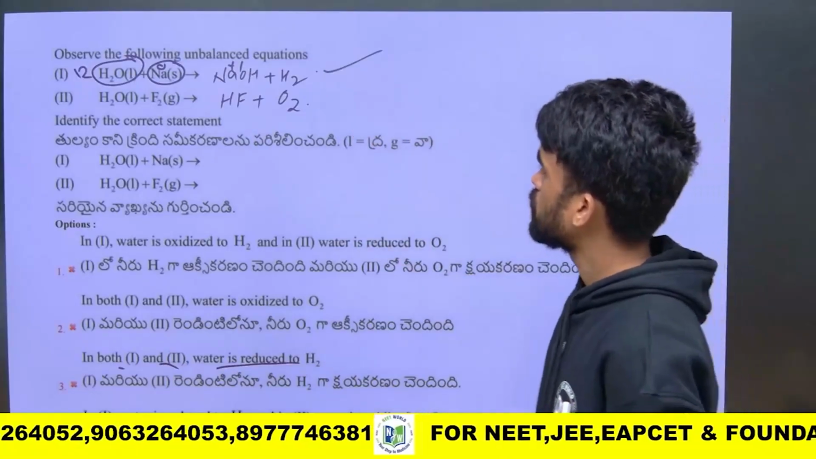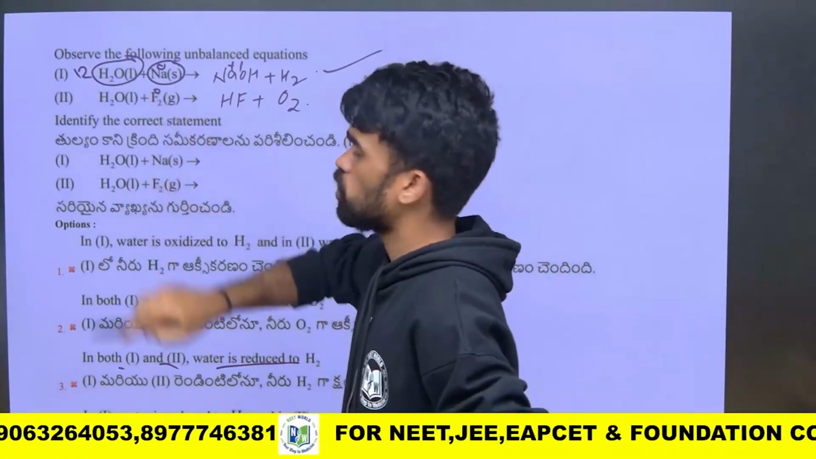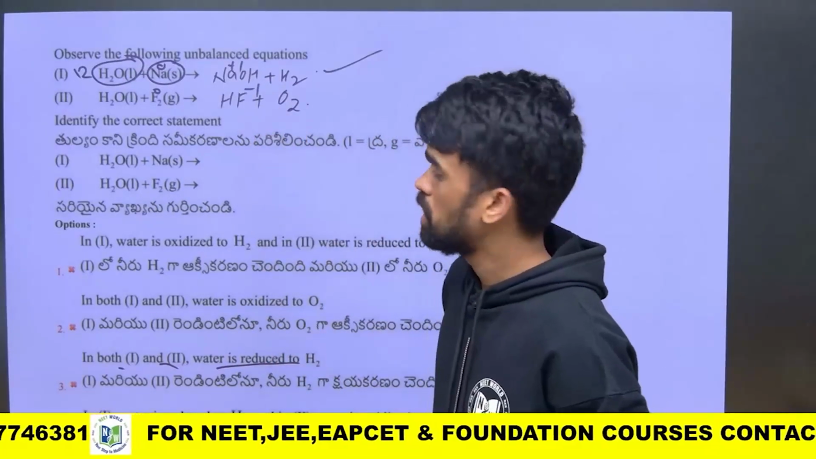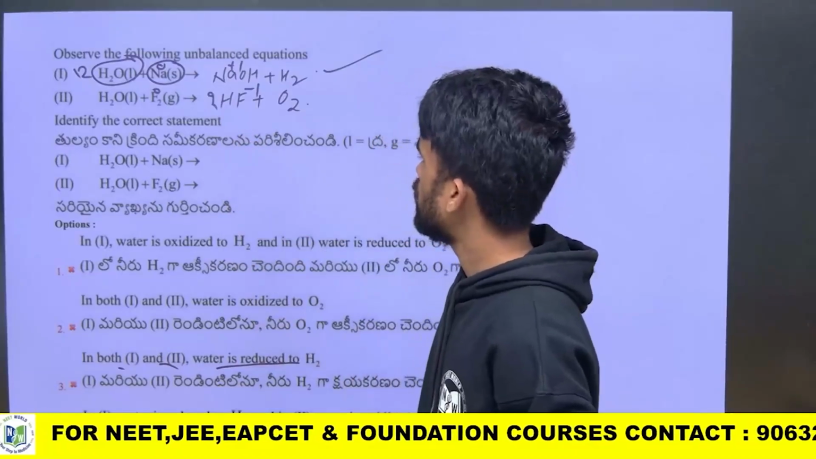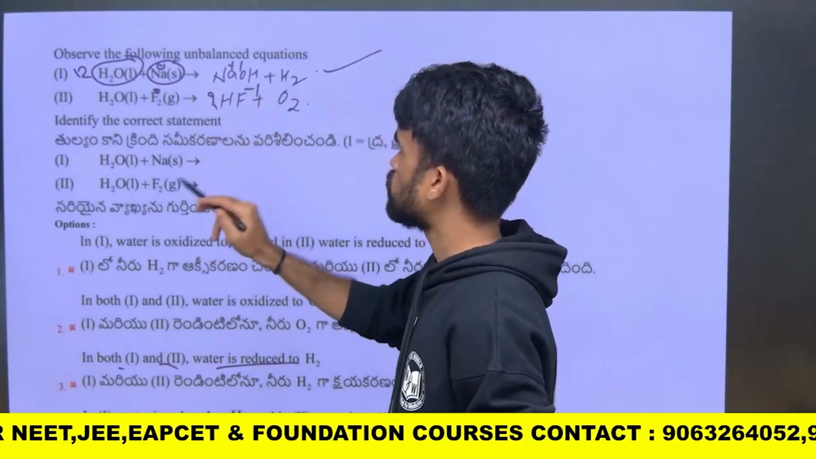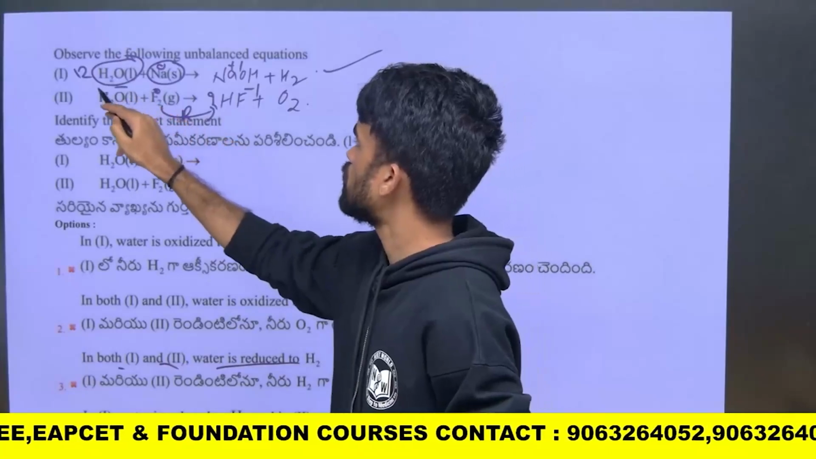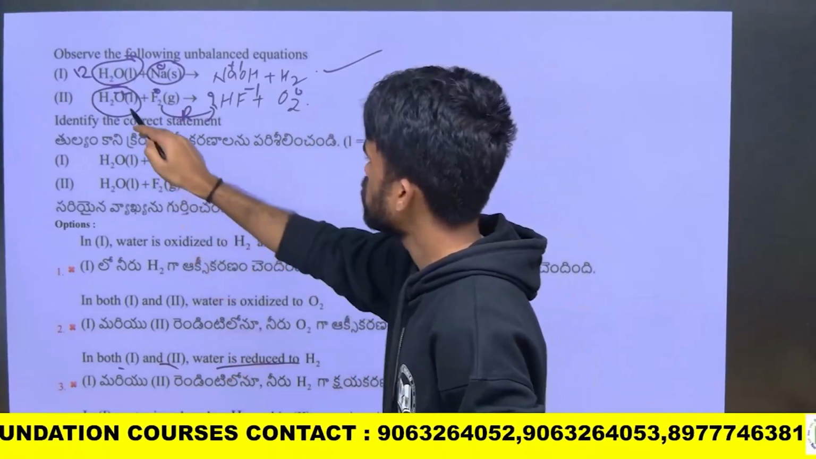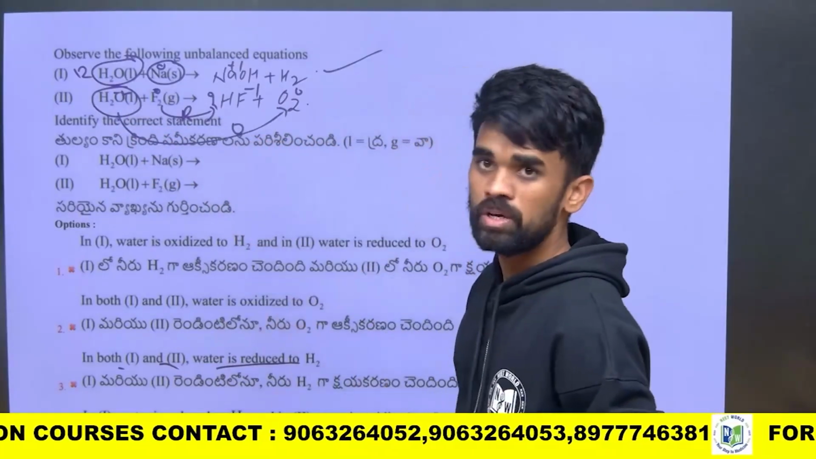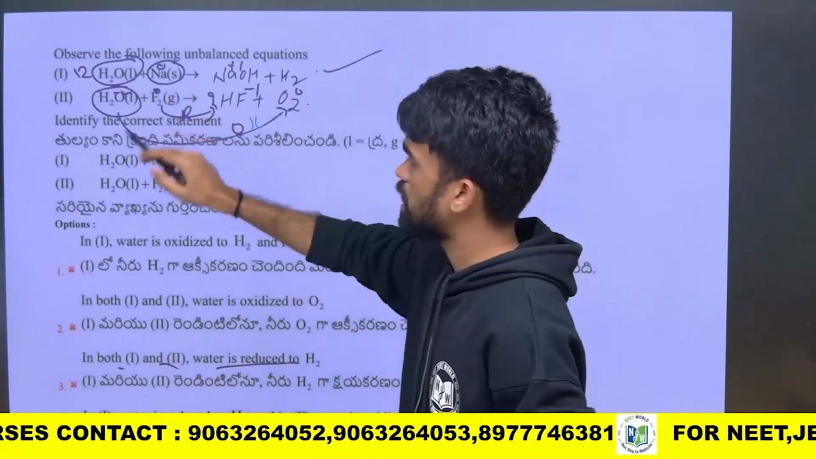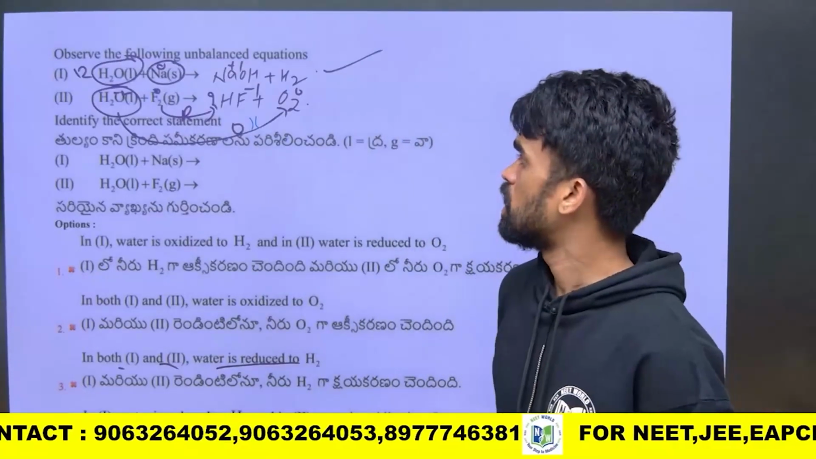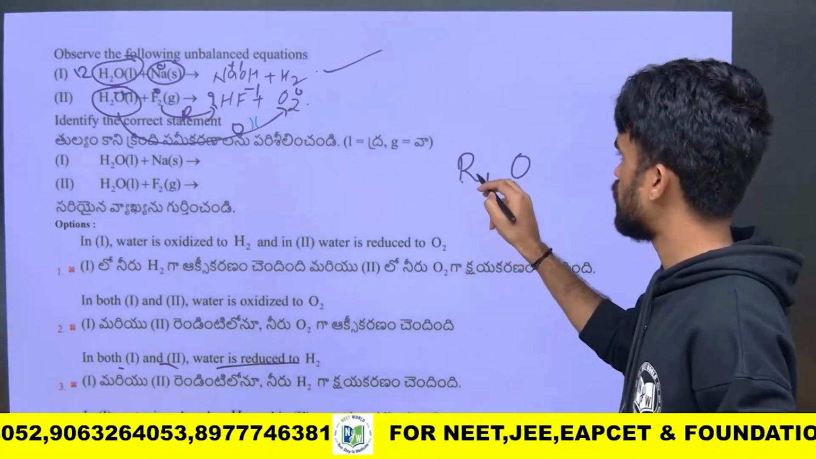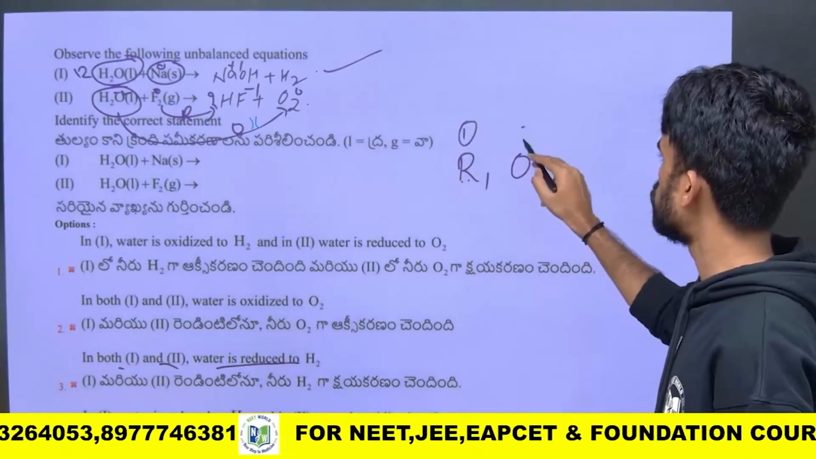In the second one, fluorine is in 0 oxidation state in molecular form. Here it is minus 1. So fluorine goes from 0 to minus 1, it is undergoing reduction. It means water is undergoing oxidation. Here oxygen is minus 2, here it is 0 oxidation state. So this process is oxidation. In the second reaction water undergoes oxidation, in the first reaction water undergoes reduction. So in one reduction, in two oxidation.